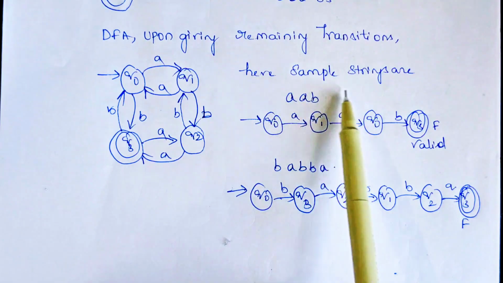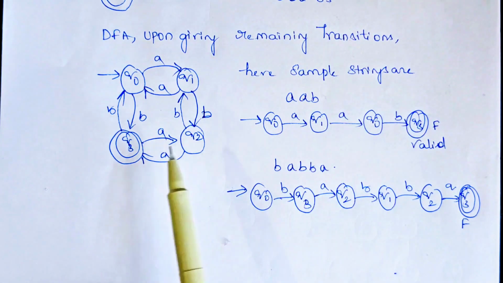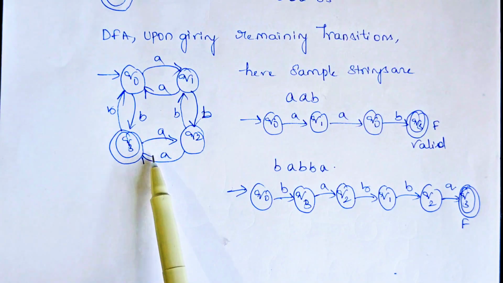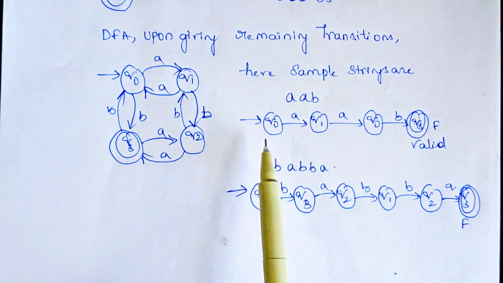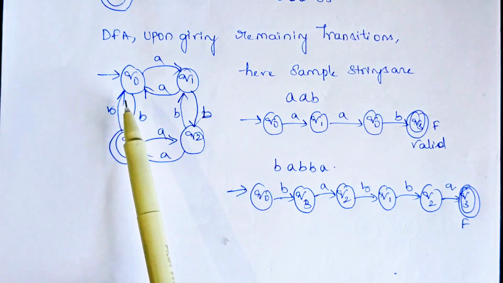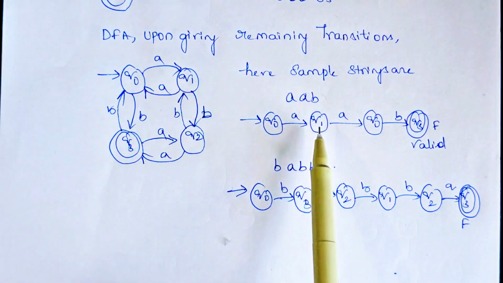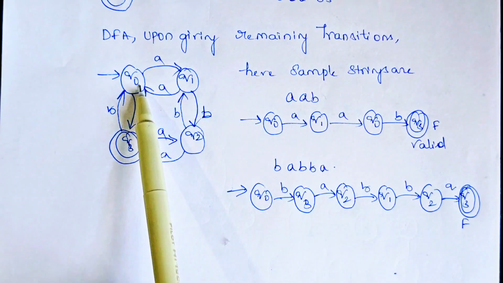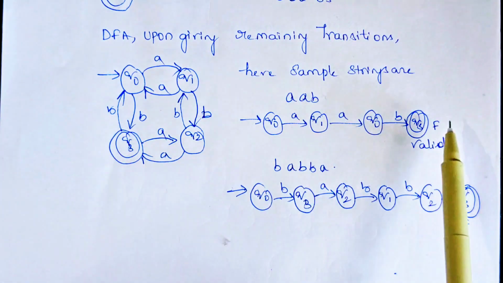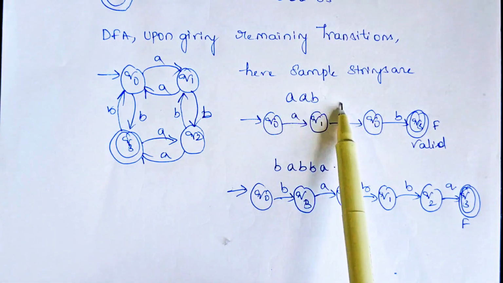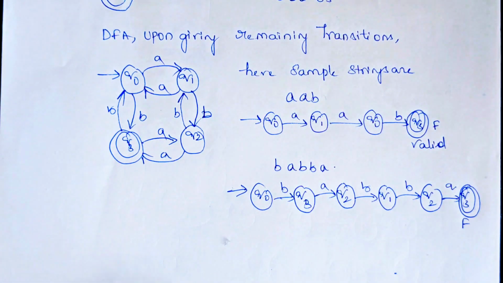Now consider the sample strings which are processed through this DFA of even A's and odd B's. AAB is a sample string. From the initial state Q0, A is reaching Q1, Q1 on A is reaching Q0, and Q0 on B is reaching Q3, which is the final. So AAB is accepted by the DFA.